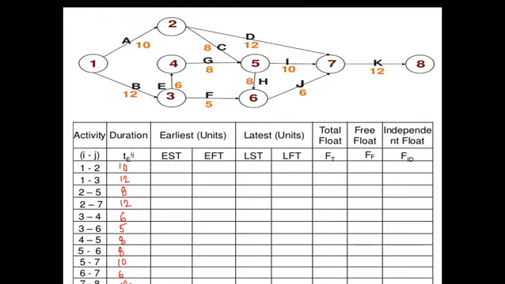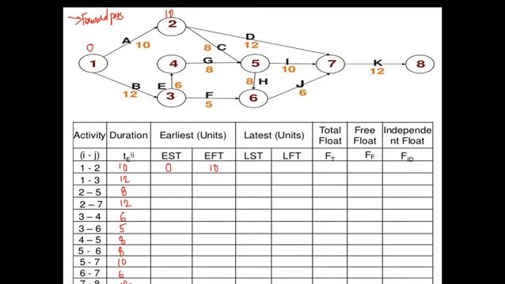How to calculate earliest finish time? By forward pass calculation. In the forward pass, the starting time is always 0. So this is our 0. For activity 1 to 2, 0 plus the duration: 0 plus 10 is how much? 10. So write 10 over here. Done.